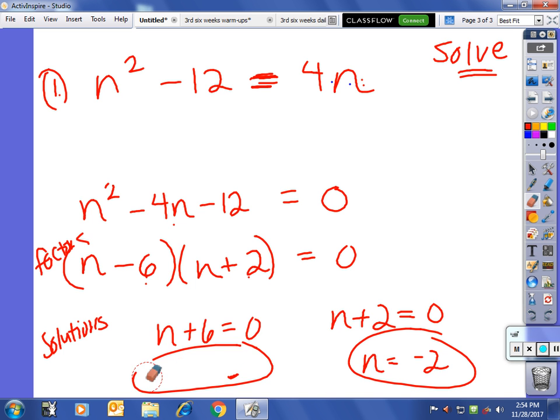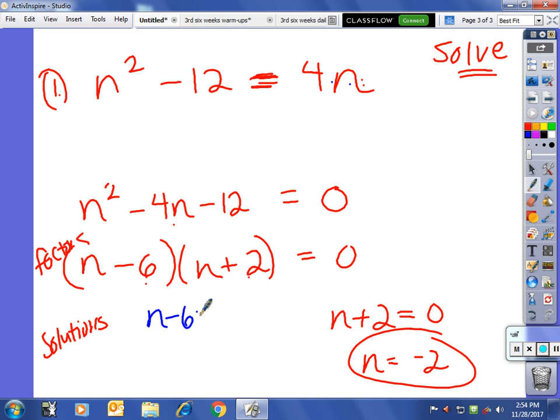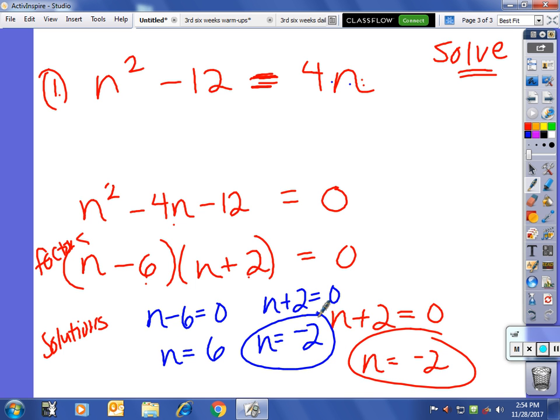Alright, great, and I cannot start over. Alright, the factors were n minus 6 and n plus 2, but for some reason when I wrote it down to solve it, I didn't write it right. If n minus 6 equals 0, then n would be positive 6. If n plus 2 equals 0, then n would equal negative 2. So I had one of them right, one of them wrong. I was just showing you what I didn't want you to do.